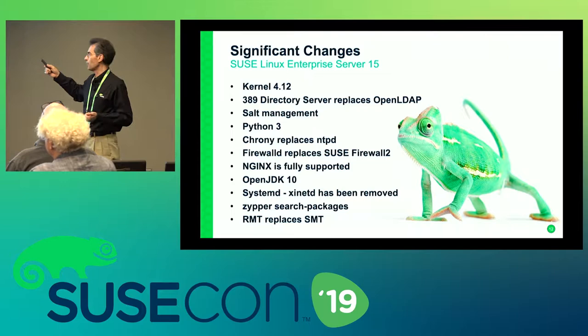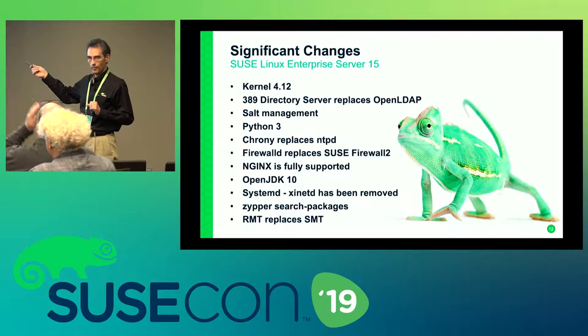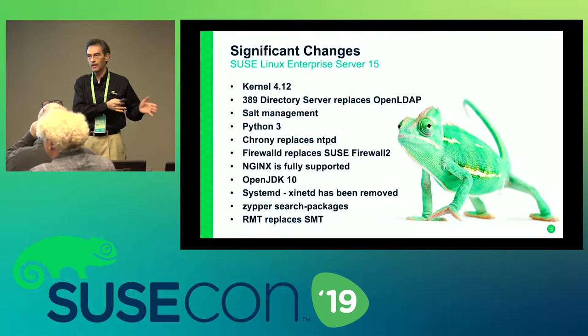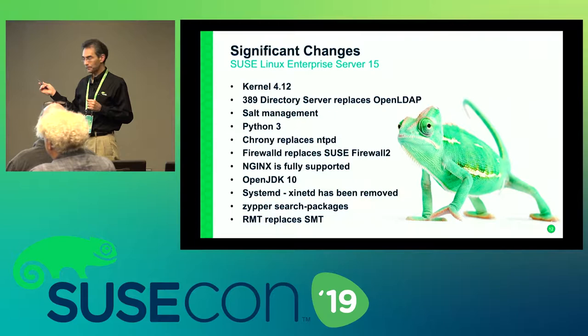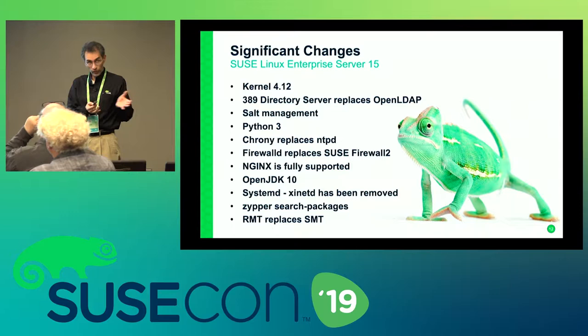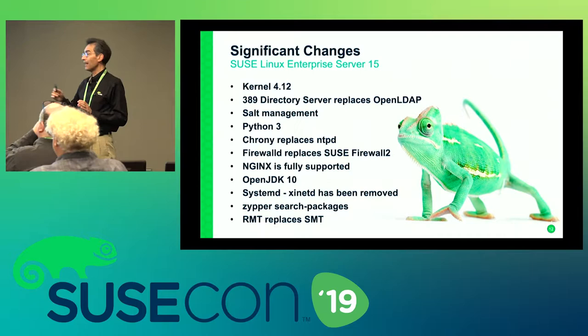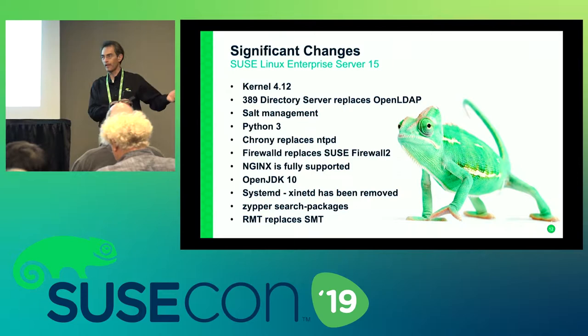If you're using OpenLDAP, the 389 directory server is going to replace it, and you will have to migrate that across. It's not going to migrate your LDAP directory contents for you. We've changed over to a Salt management structure. You're going to see this across the board. We mentioned Don and SUSE Manager. That's the underlying core of it now. And that's also true with some of our software-defined infrastructure elements like CAS and everything else that we're doing. You're going to see a lot more Salt.